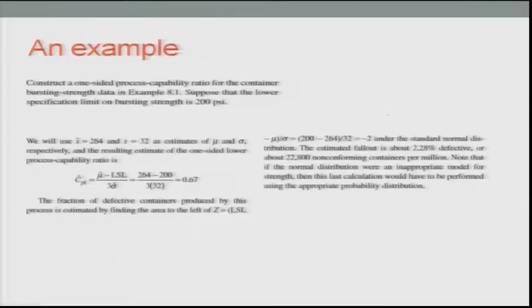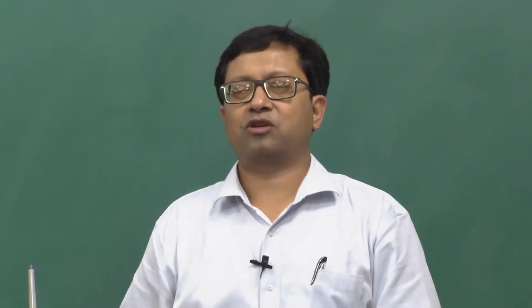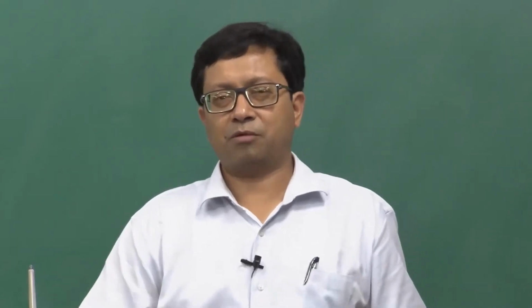The fraction of defective containers produced by this process is estimated by finding the area to the left of Z. When we find x, based on that x we convert into Z, and we always use this formula, which is the standard normal deviate. Based on that we find minus 2. So, under the standard normal distribution, the estimate is about 2.28% defective, or about 22,800 non-conforming containers per million. Based on that you can find, in 1 million or 10 million or 1000 or 10,000 or 1 lakh, what would be the number of such defectives.